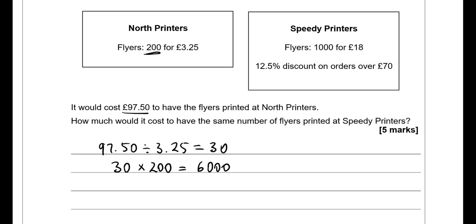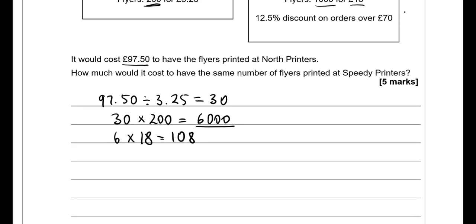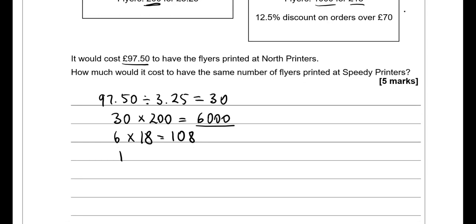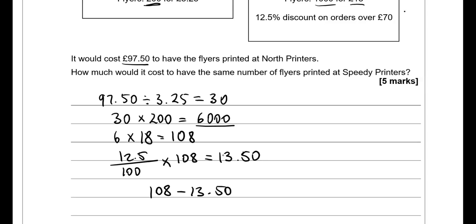So we're going to use this information now to work out the cost at Speedy Printers. So it's 6,000 of them, and it says 1,000 for £18. So that is 6 lots of 18, which is £108. Now there is a 12.5% discount on orders over £70, which is the case here. So 12.5 divided by 100 times 108 gives us £13.50 discount. So taking that away from 108 gives us £94.50.